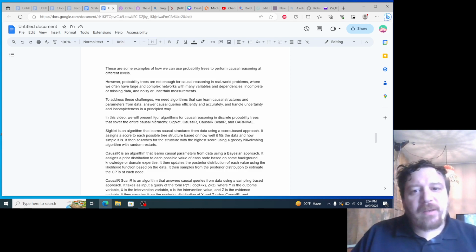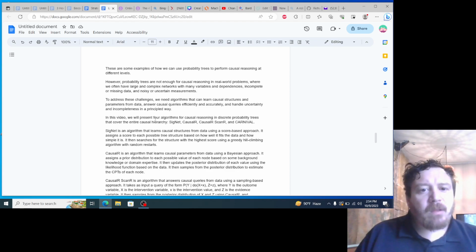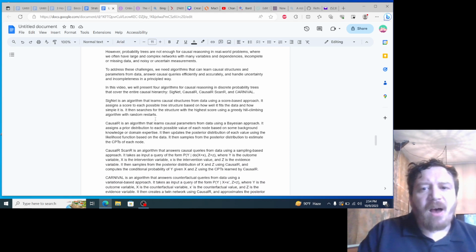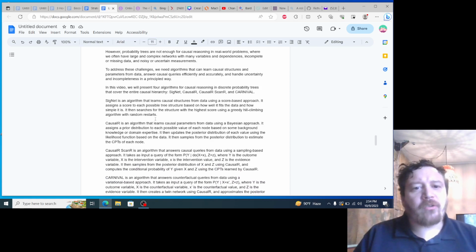However, probability trees are not enough for causal reasoning in real-world problems where we often have large and complex networks with many variables and dependencies, incomplete or missing data, and noisy or uncertain measurements. To address these concerns, we need algorithms that can learn causal structures and parameters from data, answer causal queries efficiently and accurately, and handle uncertainty and incompleteness in a principled way.